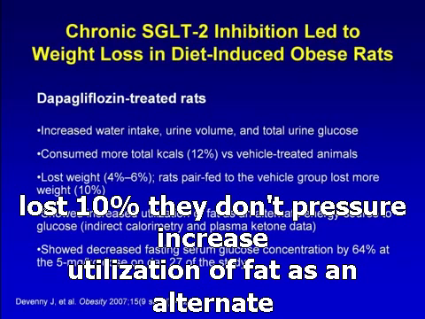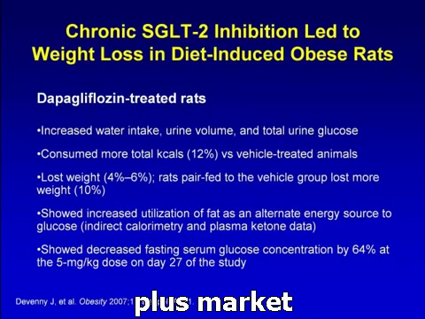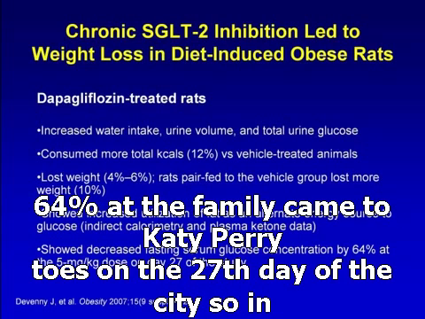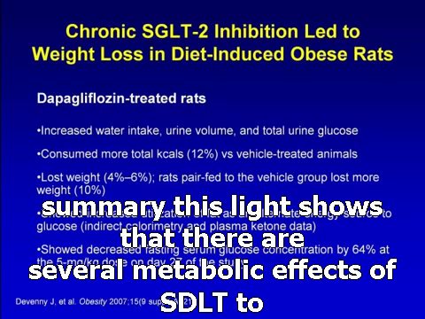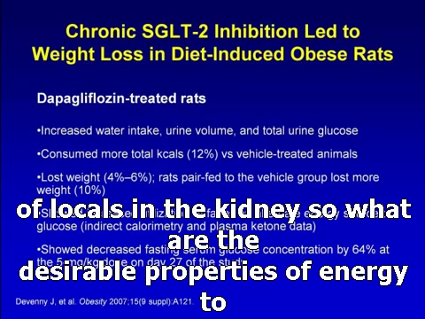It also showed increased utilization of fat as an alternate energy to glucose. And this was done by a method called indirect calorimetry and plasma ketone data. It also showed that the fasting serum glucose concentration was decreased by 64% at the 5 milligram per kg body weight dose on the 27th day of the study. So, in summary, this slide shows that there are several metabolic effects of SGLT2 inhibition that may or may not be directly related to just excretion of glucose in the kidneys.